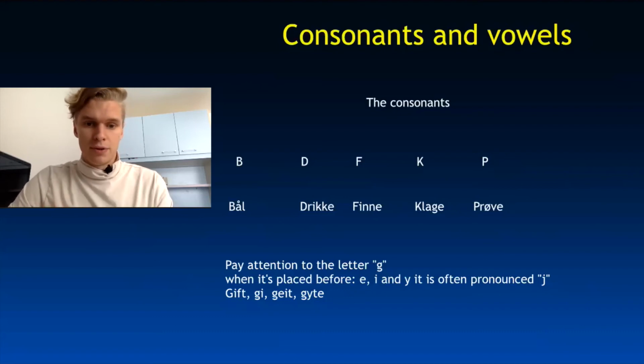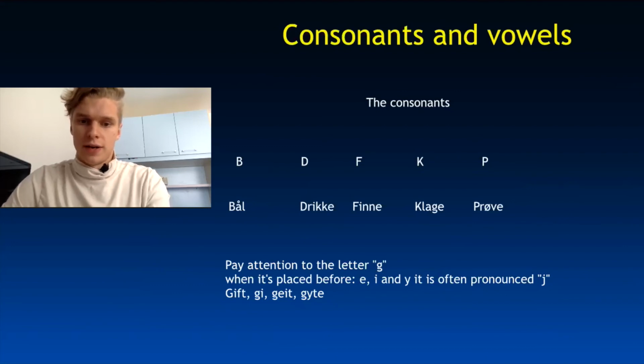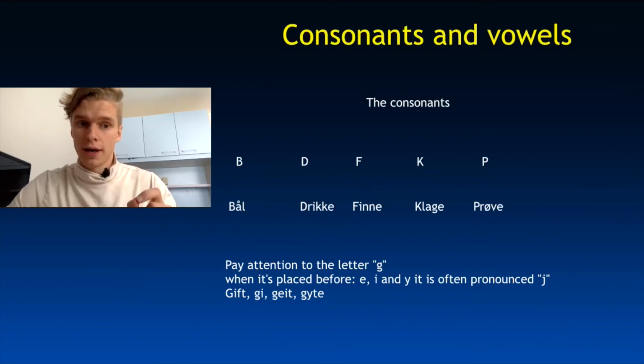And then at the bottom here, I put a kind of rule, okay? It can be a little bit difficult sometimes because we have some strange words in Norwegian, okay? For example, you see we have gift, gi, geit, gyte, okay? There's a rule here. Because normally you would say ge, okay? But in this case, you remember the pronunciation of ge, which is the normal pronunciation, but it changes, look at the rule right here. When the G is placed before E, I, and Y, it is pronounced ye. So, gift, ye, geit, gyte. Okay, the G becomes a J, okay?